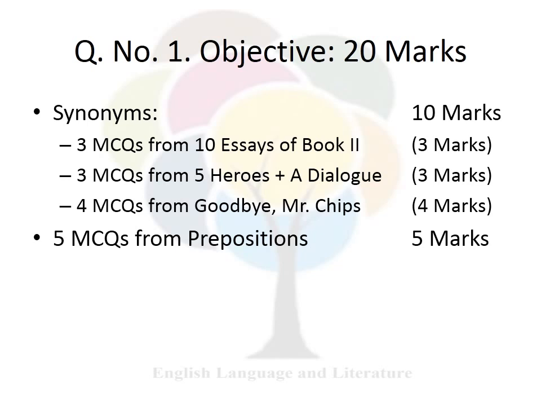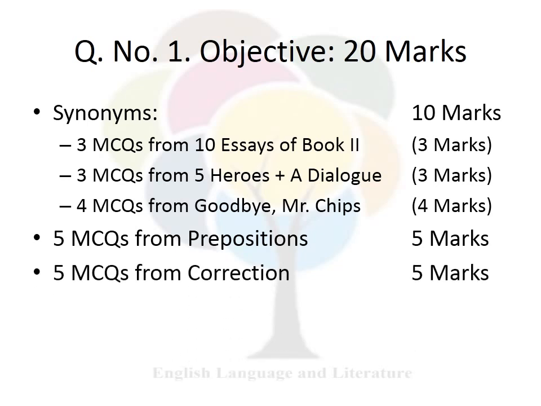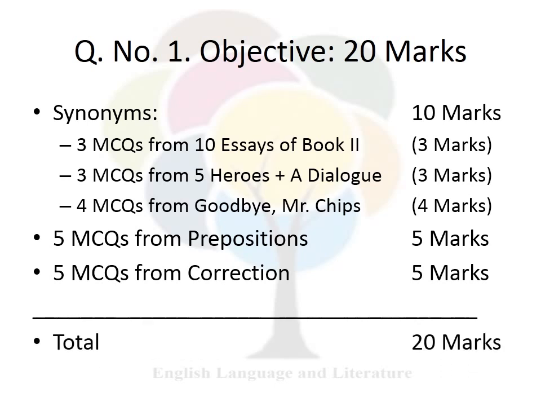In the second part, there are 5 MCQs in which you are asked to select correct preposition. In the third part, again there are 5 MCQs in which you are asked to select a correct sentence. That is how the objective part is of 20 marks.